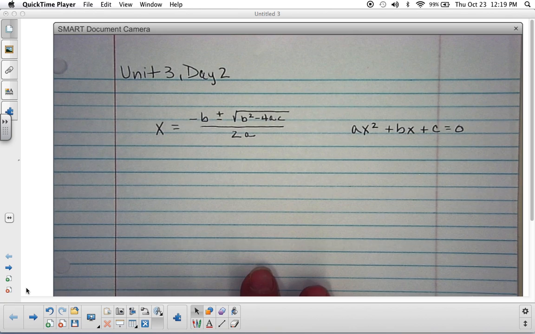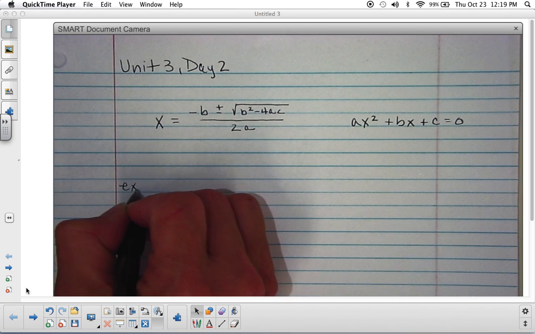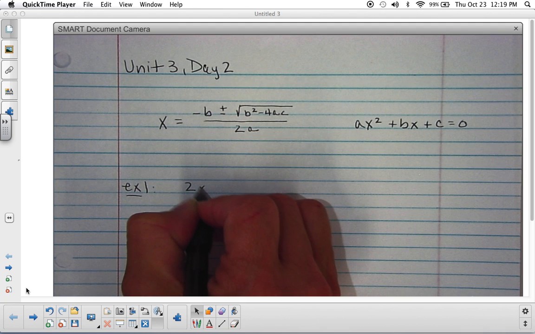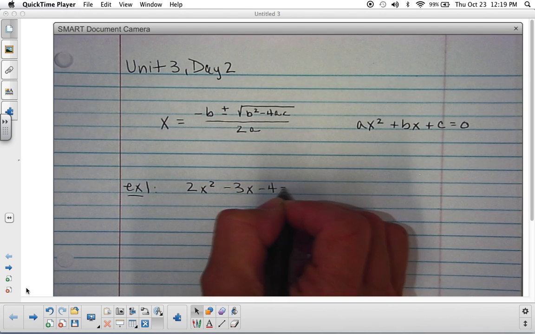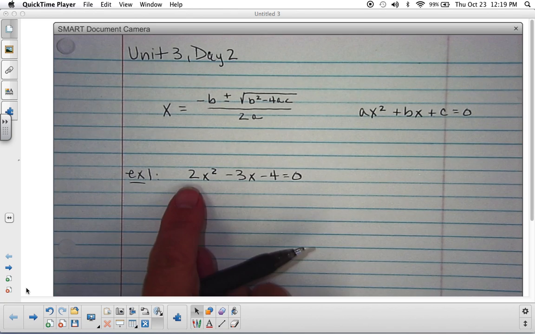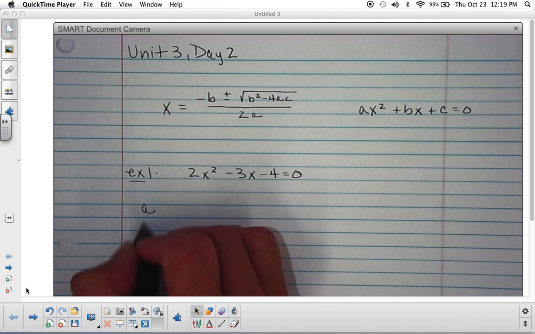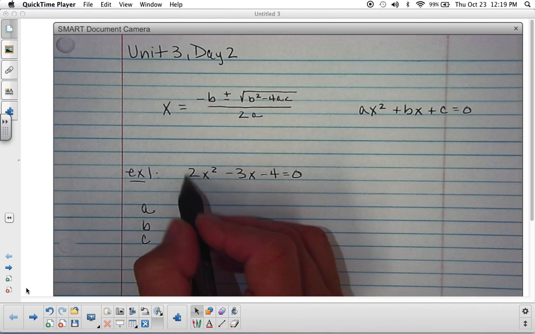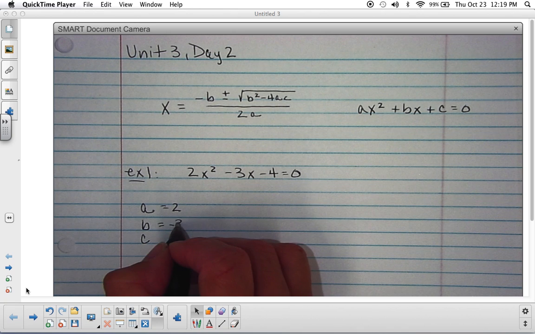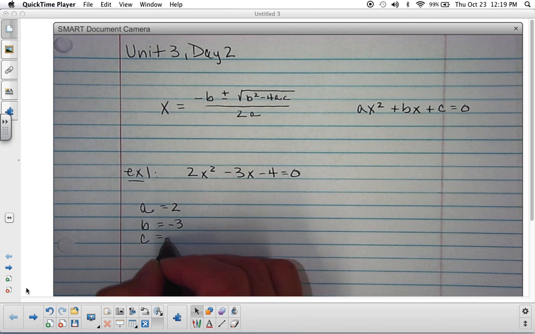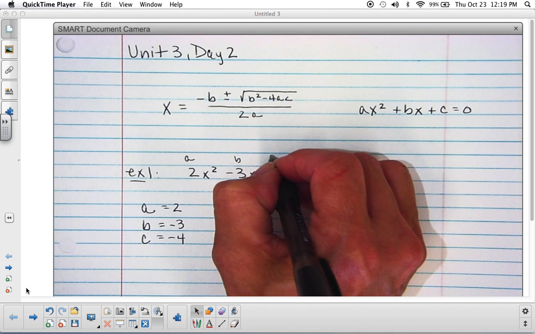So let's do an example or two, and I'll show you how the formula works. Here's example 1. 2x squared minus 3x minus 4 equals 0. And since it's in standard form, already set to 0, it's good to go. We're just going to list our a, b, and c. A is this coefficient here, which is 2. B is the coefficient next to the x. And c, of course, is the constant. So they just go in a row, A, B, C, but no x's.